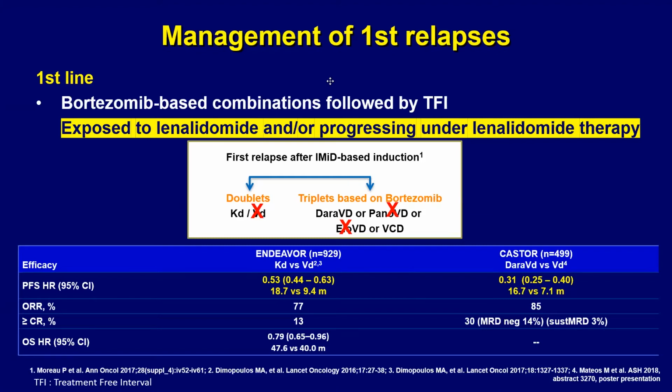On the other hand, the CASTOR trial, where daratumumab-VD was compared to VD, showed a real improvement, in which the progression-free survival was 16.7 versus only 7.1 months in the control arm, with overall survival of 85. And the good thing about this combination is that they reported minimal residual disease negativity in 14%. Next slide, please.